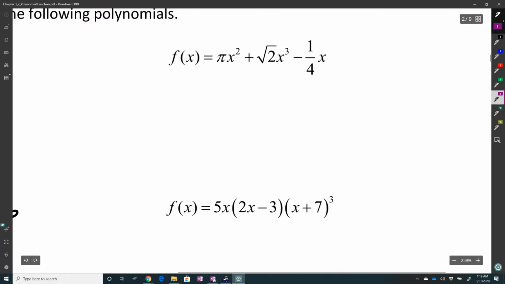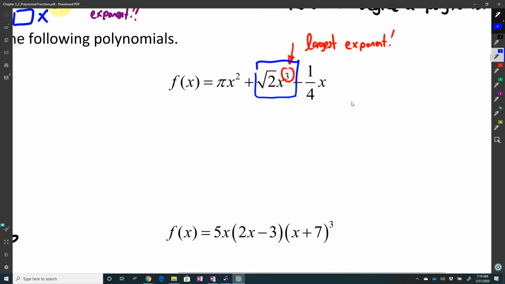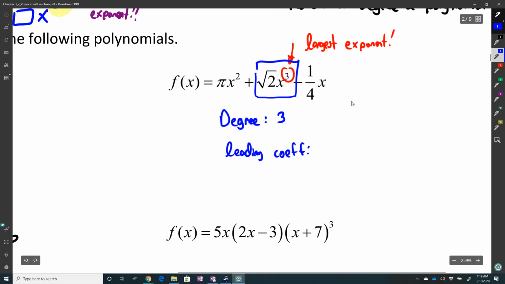Okay, so find the largest exponent. We can see that that 3 is the largest exponent. So that means that entire term is my leading term. So my degree for this polynomial is 3, and my leading coefficient is square root of 2.